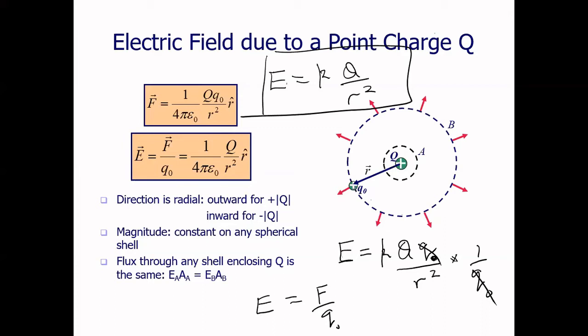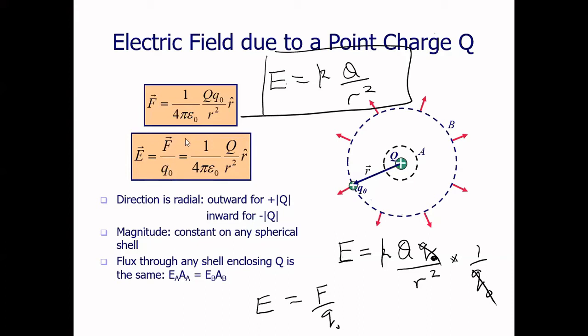Then what would be the Coulomb force that would be exerted on that test charge? The Coulomb force is given by this equation. The Coulomb force is just the product of the two charges, the charge and the test charge, over R squared. Don't forget, this is K, which is 1 over 4 pi epsilon naught. Epsilon naught is the permittivity of free space. The electric field is just the force per unit test charge.